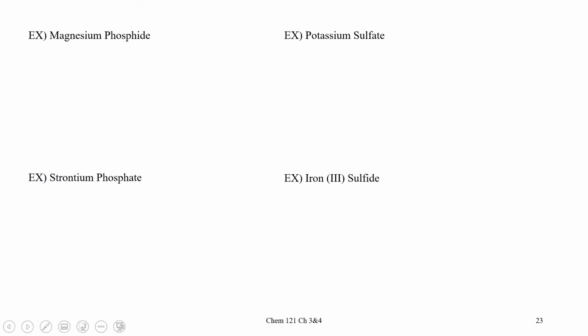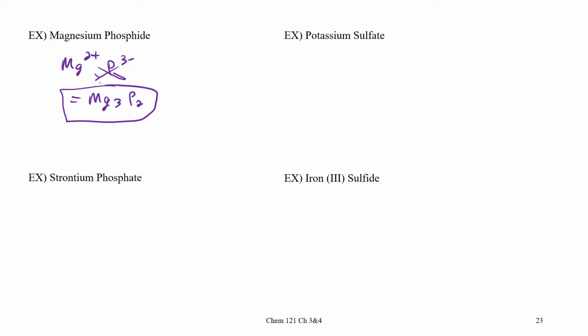So next we have magnesium phosphide. If we look at our periodic table, we know that magnesium is going to be Mg2+, and phosphorus would be P3-. If we cross our charges, we would get Mg3P2, and that would be our chemical formula.